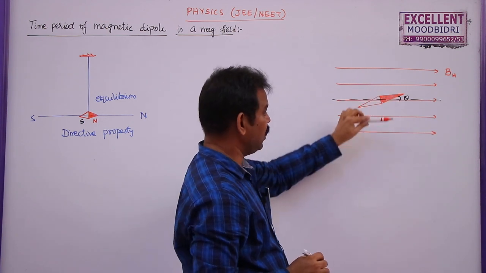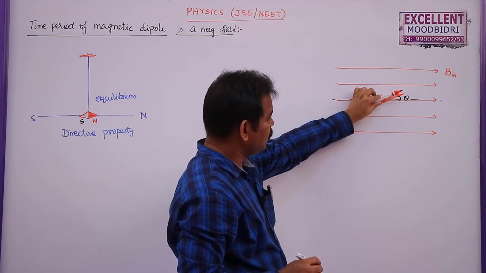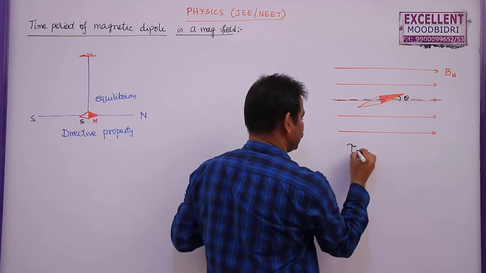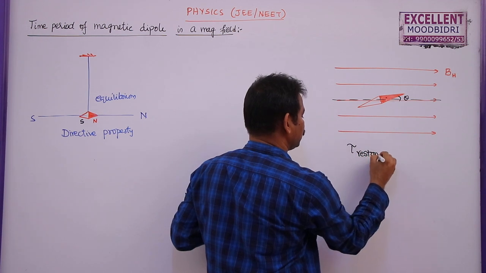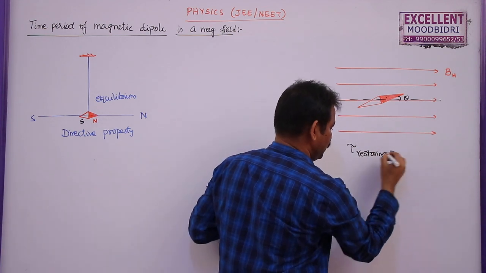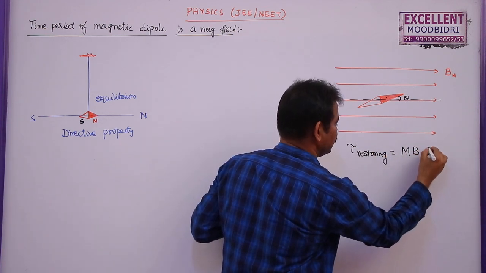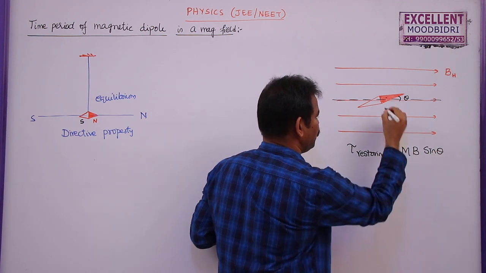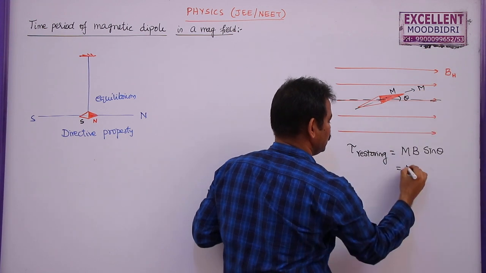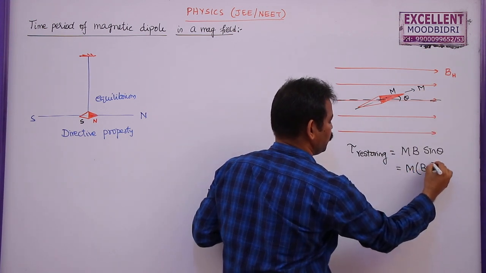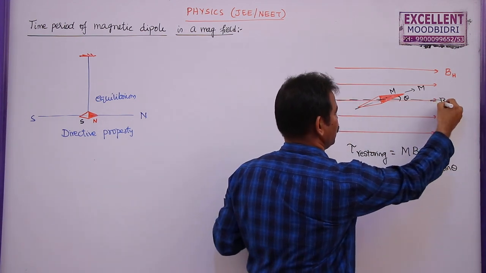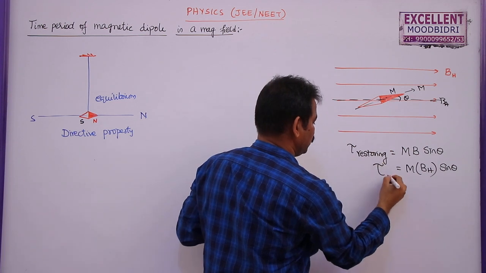Angular displacement is theta. Whenever it is displaced, we know that a dipole in a magnetic field experiences a torque. The restoring torque experienced by a bar magnet or magnetic needle in a uniform magnetic field is given by mB sin theta. Here m is the magnetic moment of this bar magnet, B is the horizontal component of the Earth's magnetic field, and theta is the angle between m and B. So this is the restoring torque developed.